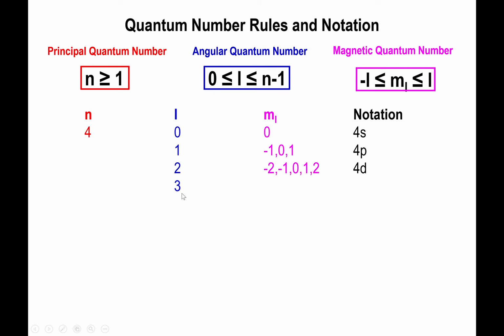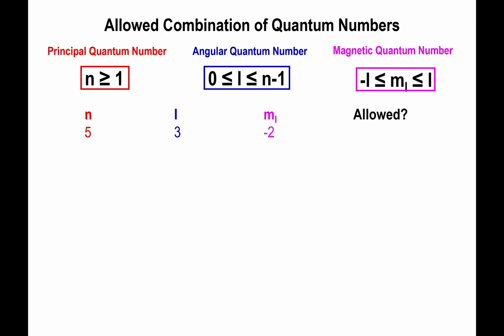And for L equals 3, you're now dealing with an f orbital, specifically the 4f orbital, since we're dealing with the fourth energy level. This means that we have 7 f orbitals present in this particular set, and all of them, the s, the p's, the d's, and the f's, are present as long as you are at least in the fourth energy level within an atom.